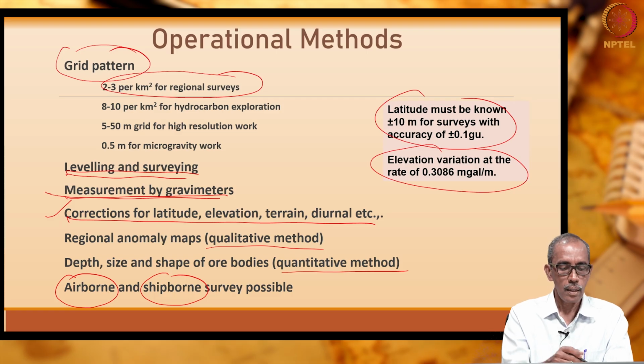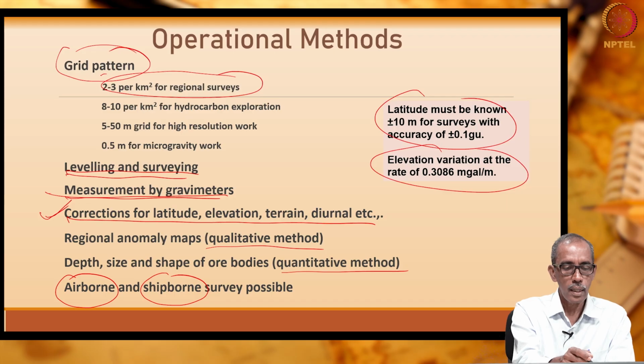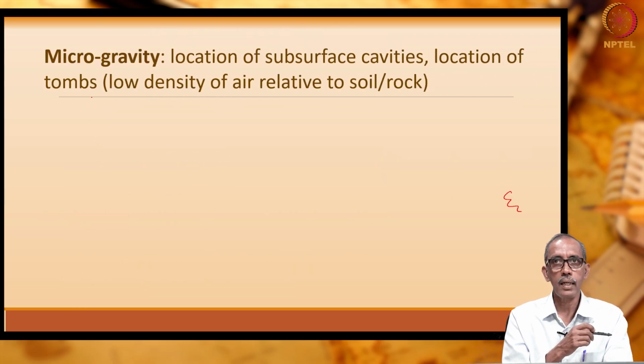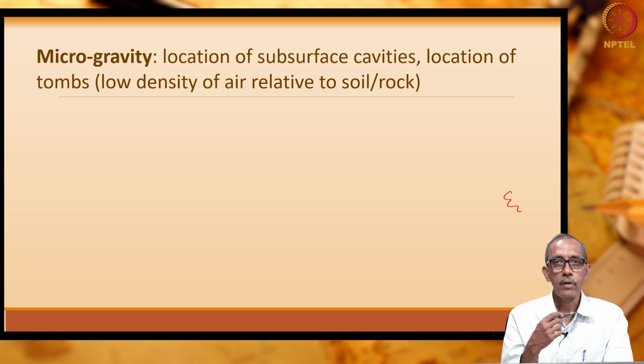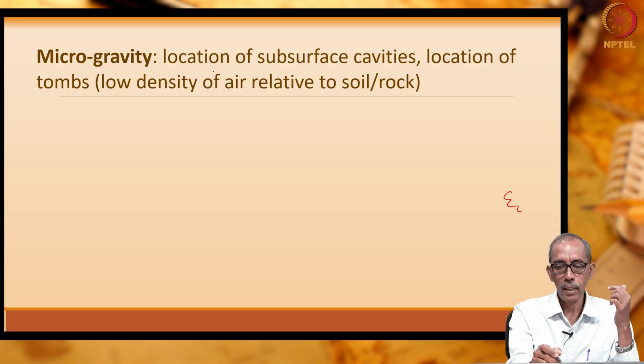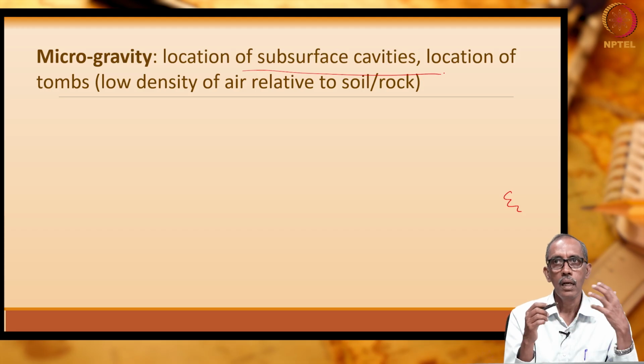Now, let us focus more on the corrections. Before looking into corrections, let us see the types of surveys. The survey is sometimes called a microgravity survey. That means in a microgravity survey, our interest is to understand small objects below the surface of the earth, maybe something like this, a small cavity or buried objects.